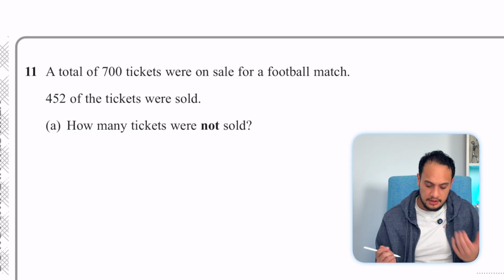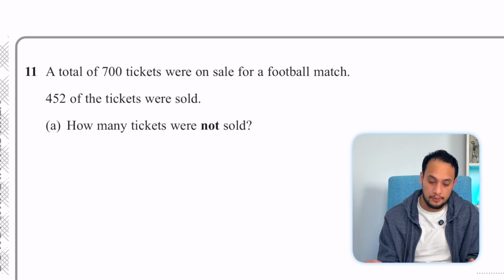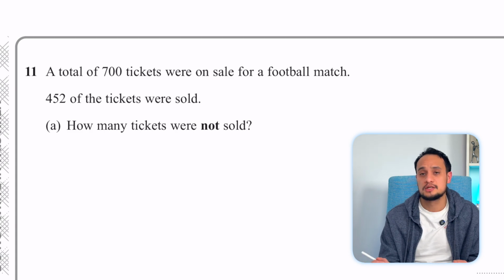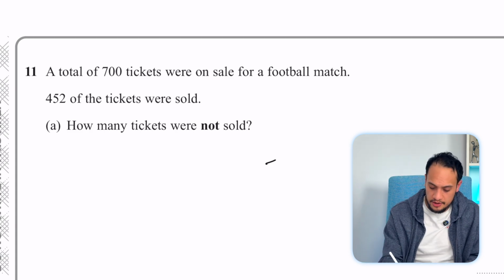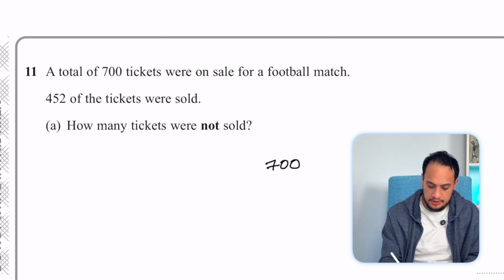So question 11, a total of 700 tickets were on sale for a football match. 452 of the tickets were sold. How many tickets were not sold? So this is a simple subtraction. Again, we can use column method for that. So we're going to do 700, take away 452.